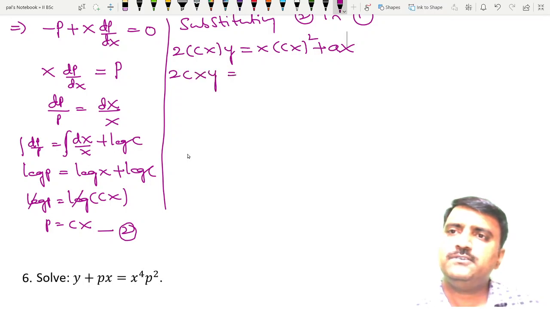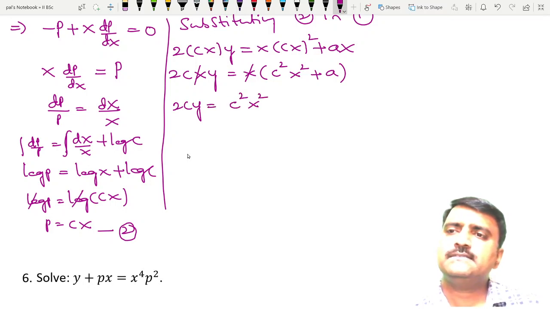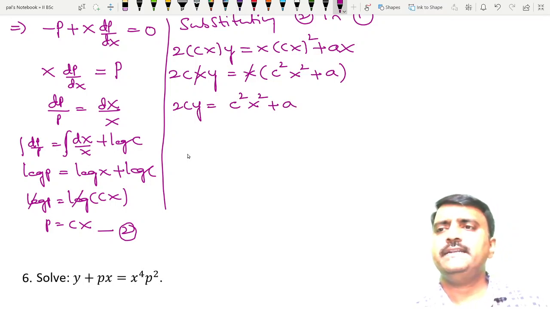2cxy is equal to, you can take x as the common factor here. If x is the common factor, remaining here is c square x square plus a. So now you cancel this x on both sides. So that is 2cy is equal to c square x square plus a. Or you can take this c to the right hand side.